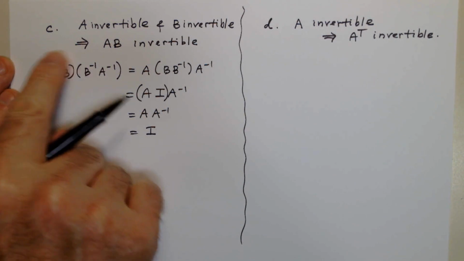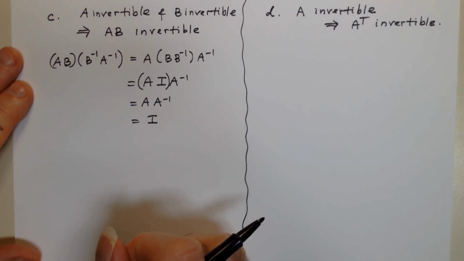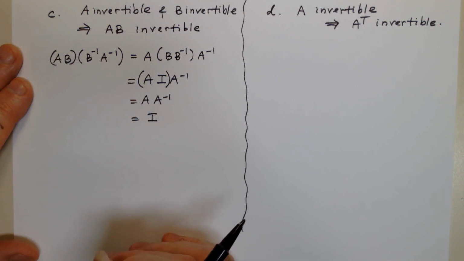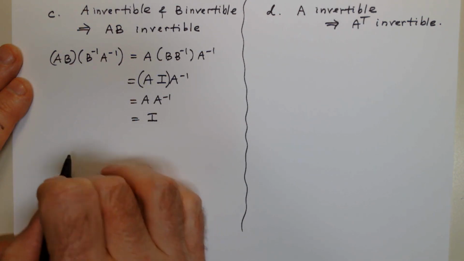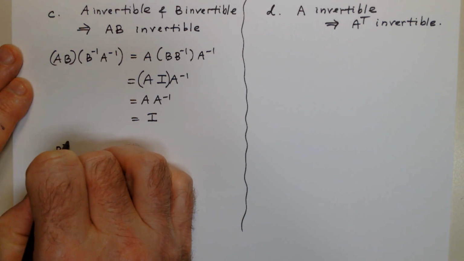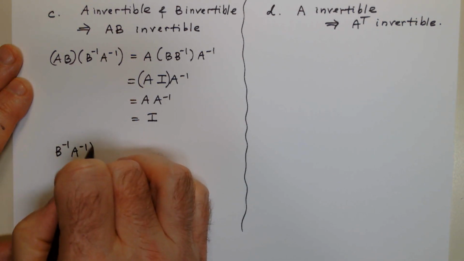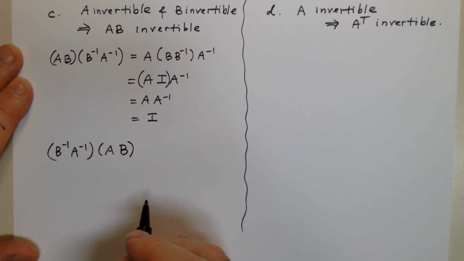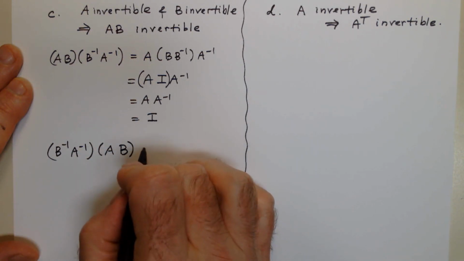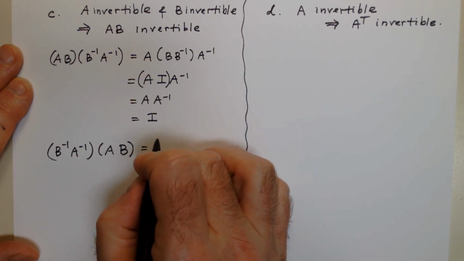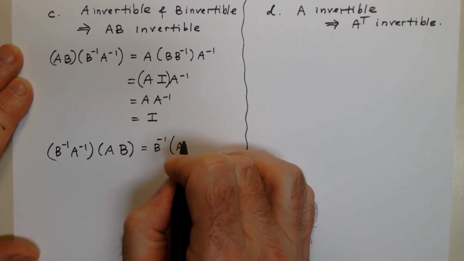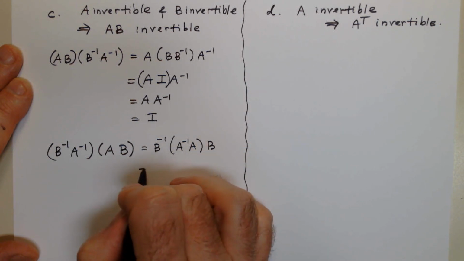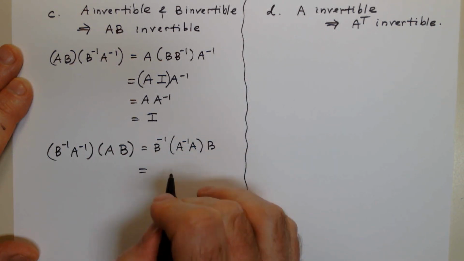I just need to flip it to the other side and see what happens. But if you're looking ahead, you can probably already see what I'm going to do next. So I'm going to put B inverse, A inverse on this side and AB on this side. And let's see what we get. We'll use the associative law. In the middle, I'll have A inverse times A, and then B. This is going to multiply to the identity.